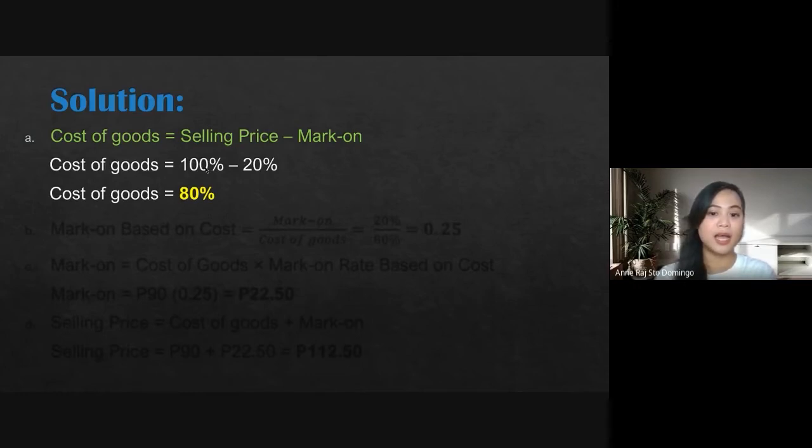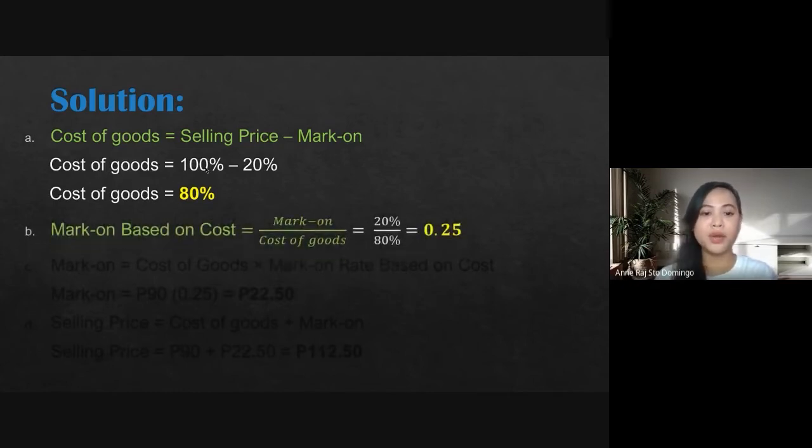Aside sa cost of goods, may given tayo na mark-on. Tama? So, we can get the mark-on based on cost. So, mark-on natin dito is 20%. Then, that is over cost of goods, which is 80. So, we have equivalent of 20 over 80, or in decimal, it's 0.2 over 0.8. The answer is 0.25.